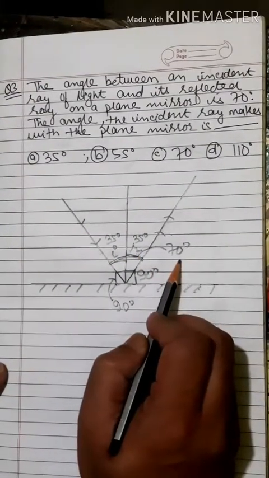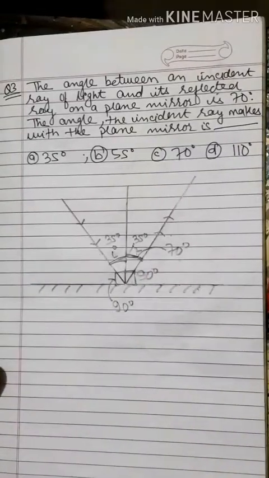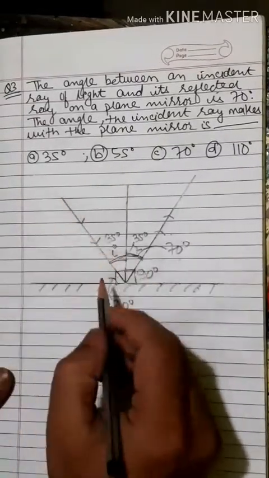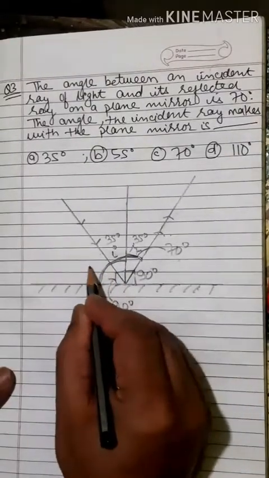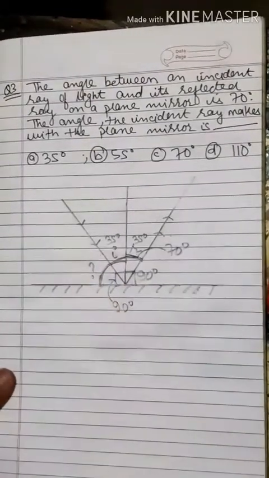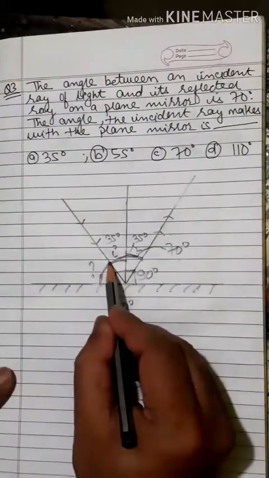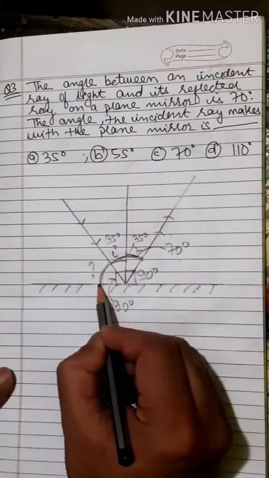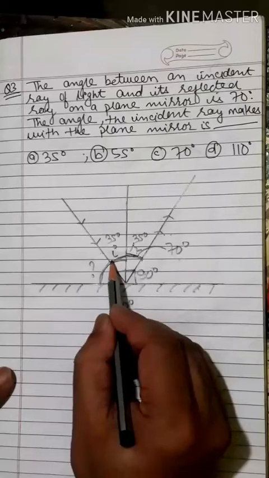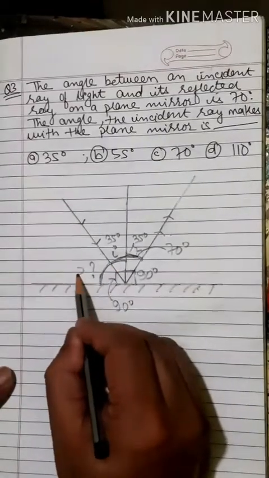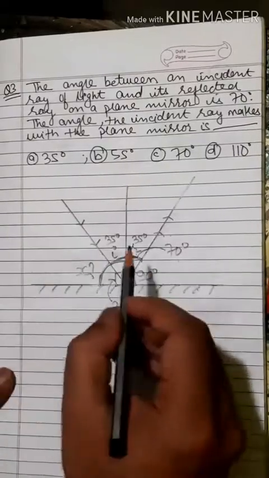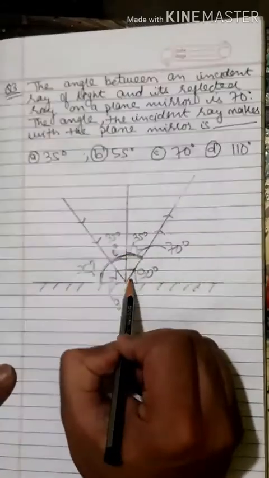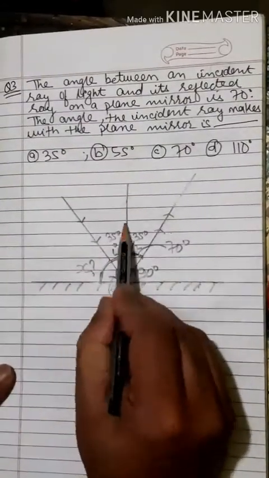Now what are we supposed to find? We are supposed to find the angle made by the incident ray and the reflecting surface. That means this is what we are looking for, the angle made between the incident ray and the reflecting surface. Since we don't know this angle, we take this angle as x. Now we just consider this part of the figure.